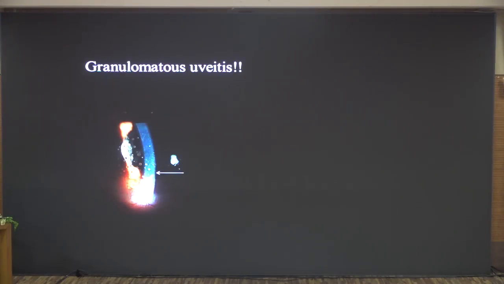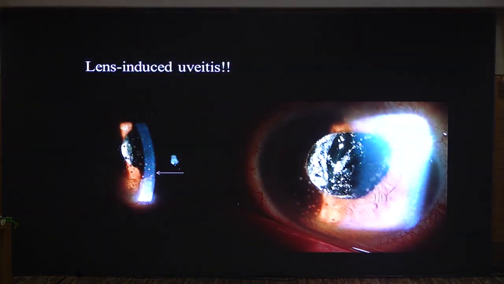Now, why didn't I order these tests in this case? Anybody? Would you want to make a comment? Or did I make a mistake in not ordering these tests in this case? You have these large mutton fat KPs. If you zoom out, there is a lot of lens material. So it's a lens-induced uveitis. If you have this kind of clinical picture, please don't get carried away by TB, sarcoid. At least see what is there in the eye first.